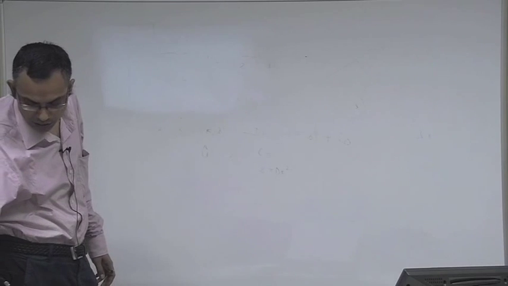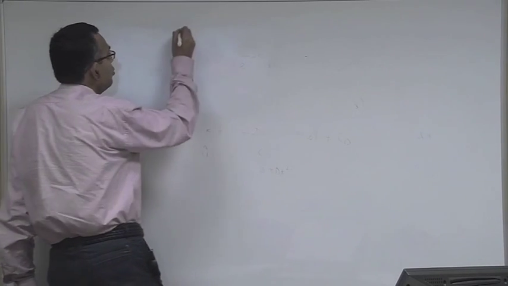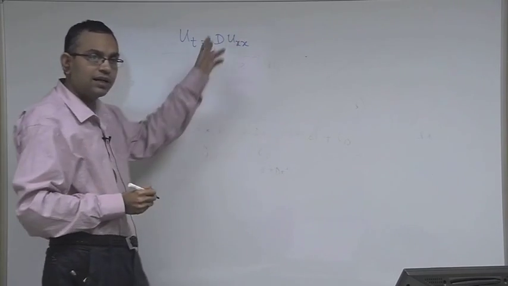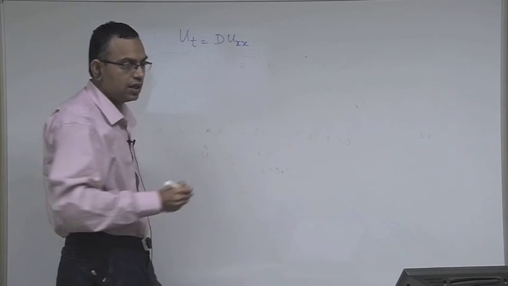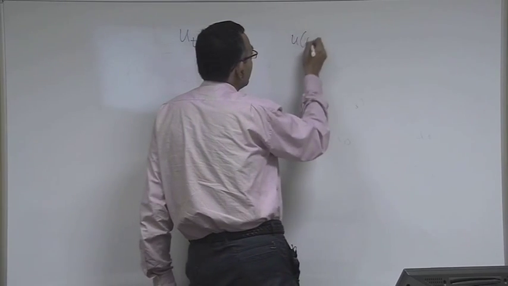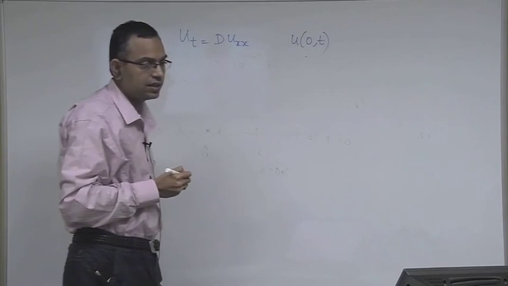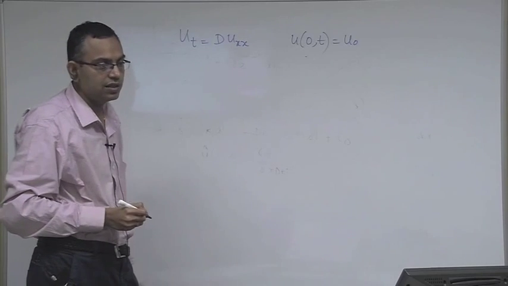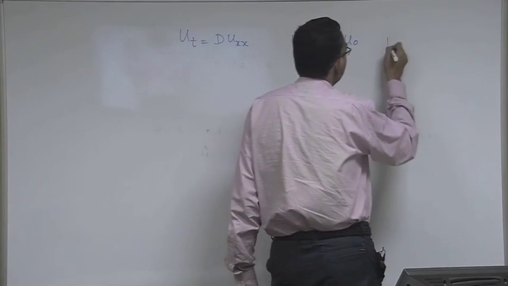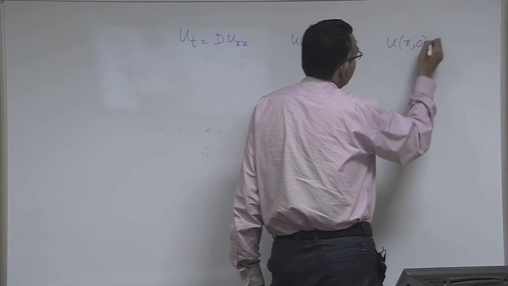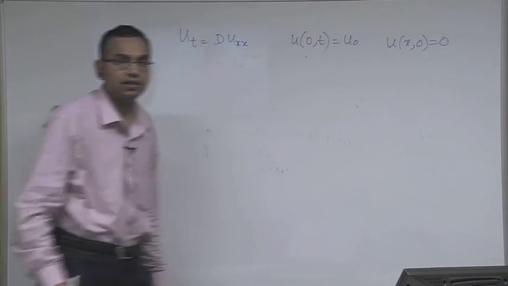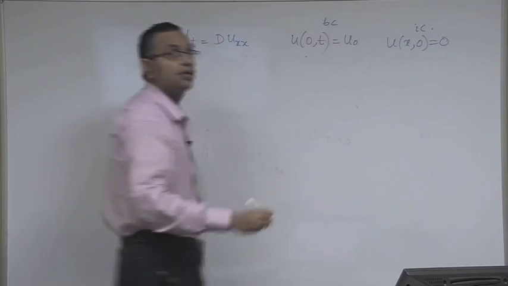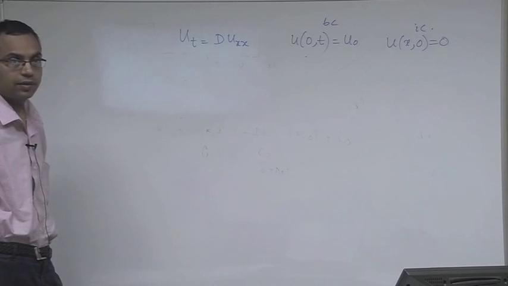So, the definition of the problem is ut is equal to d uxx. Now, there is no delta function because it is not a point source, and u at x equal to 0 at time t is equal to u0, that is, you specify the concentration, and u at x for t equal to 0 is equal to 0. This is the initial condition, and this is the boundary condition. Okay.